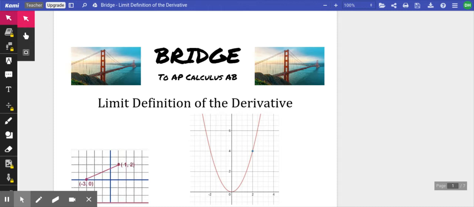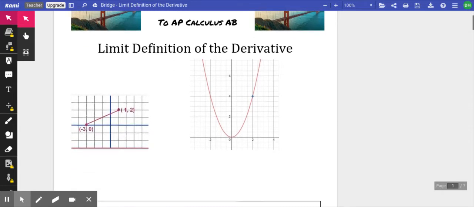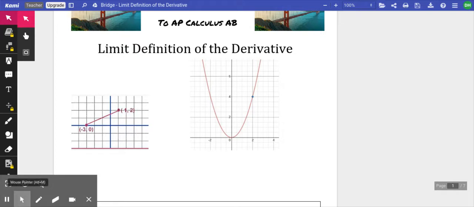All right, in our next video series, we're going to focus on the limit definition of the derivative. So I just want to review here for a moment. If we are given 2 points, we can easily find the derivative. And again, the derivative is just a fancy word for slope. So we can easily go y2 minus y1 over x2 minus x1, and bam, we've got our slope.